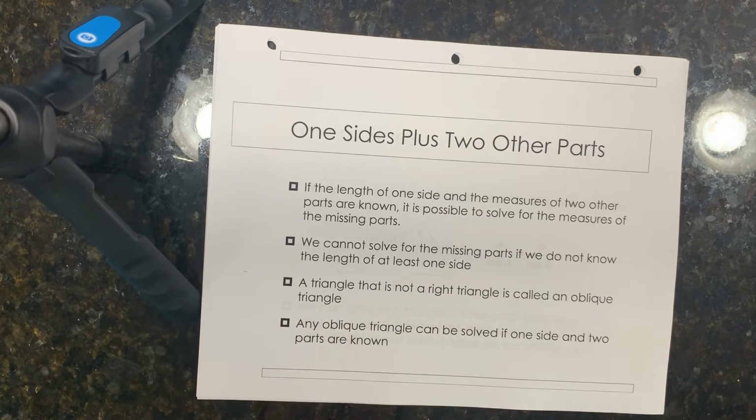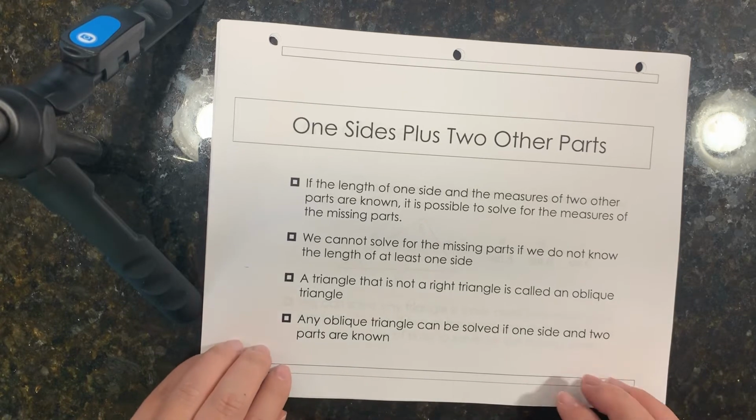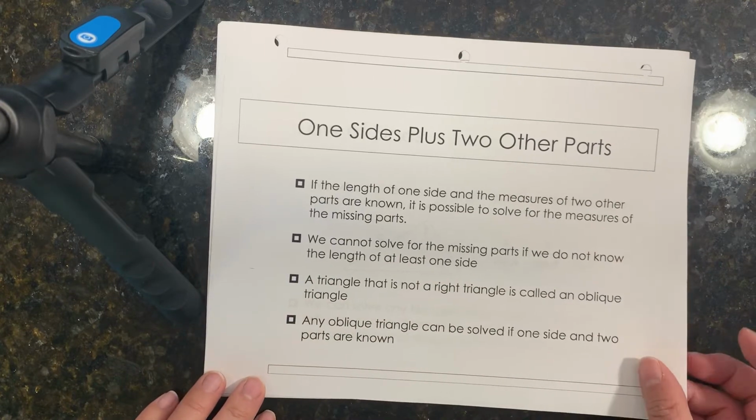A triangle that is not a right triangle is called an oblique triangle, and any oblique triangle can be solved if one side and two other parts are known. So this is for non-right triangles.